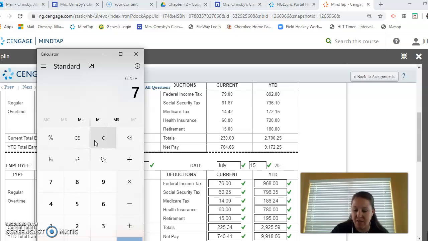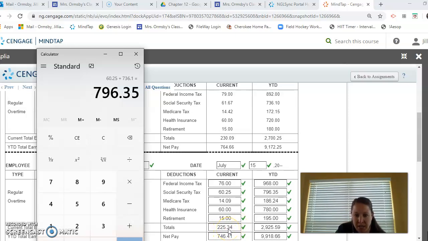Just keep on going down the line. $60.25 plus $736.10. Again, $60.25, the current, plus the previous year-to-date, $736.10 equals, did I type that in wrong? Yeah, I did, sorry. So it's $60.25 plus $736.10 equals $796.35. $14.09 plus $172.15 equals $186.24. 60 plus 720 equals 780. 15 plus 180 equals 195.